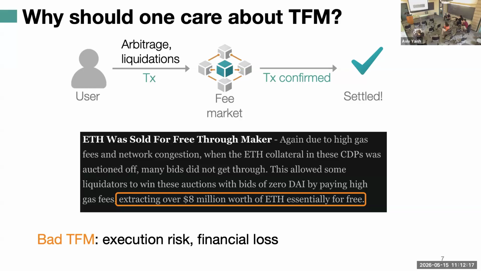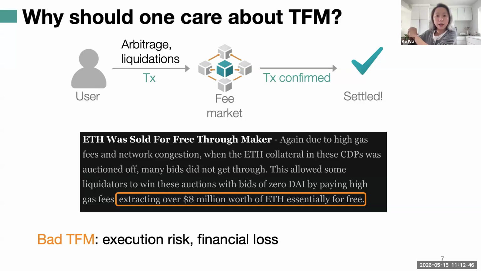Can you explain again how exactly this exploit works? Sure. So what happened was that Ethereum prices suddenly dropped. So there are many transactions coming through. They all want to get confirmed. And during this network congestion, the transaction fee actually increases a lot.